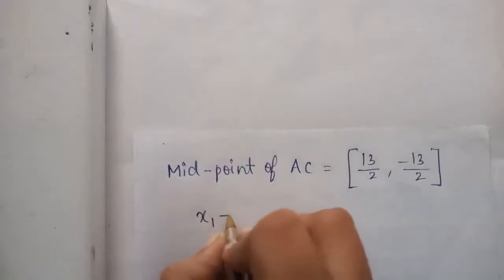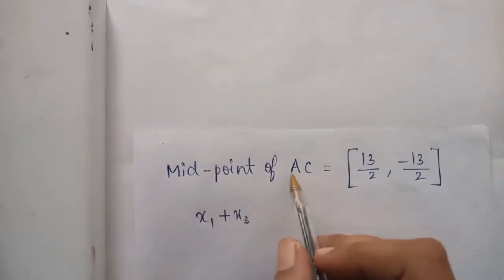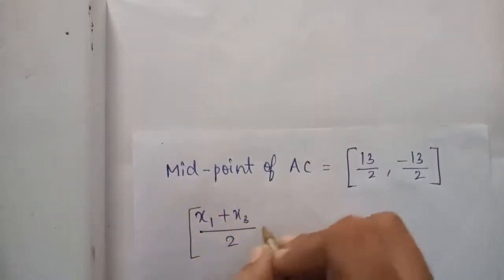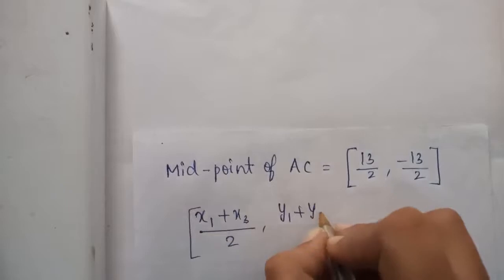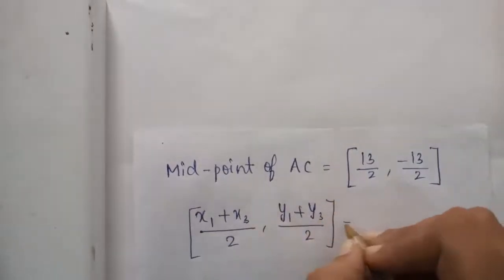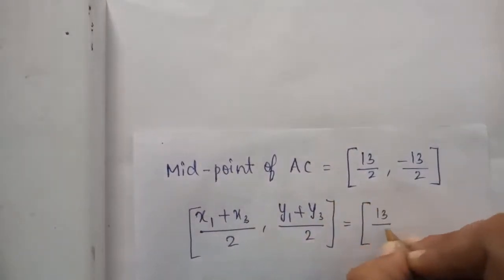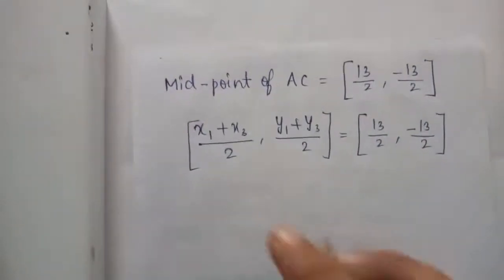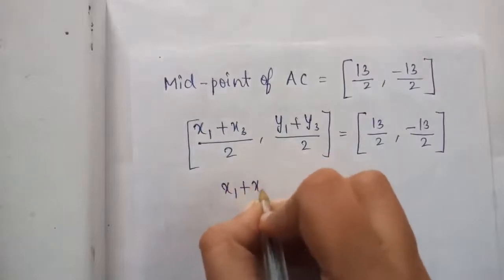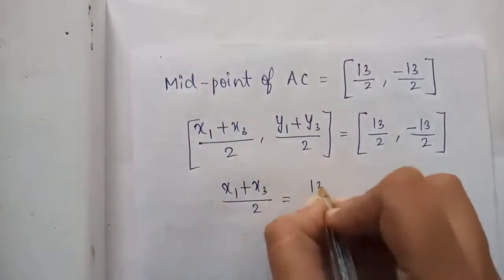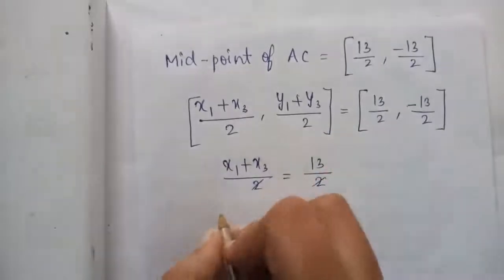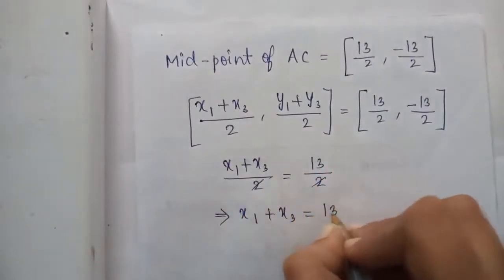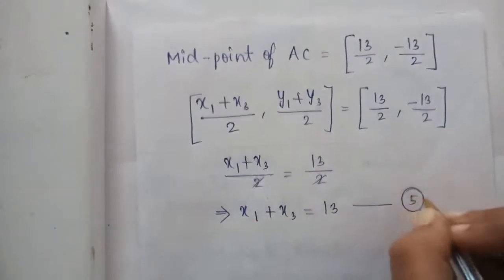The formula is x1 plus x3 because the first vertex and the third vertex. So x1 plus x3 divided by 2, y1 plus y3 divided by 2, which is equal to 13 by 2, minus 13 by 2. Equating the x and y coordinate, x1 plus x3 by 2 is equal to 13 by 2. 2 gets cancelled, which implies x1 plus x3 is equal to 13. This is equation number 5.